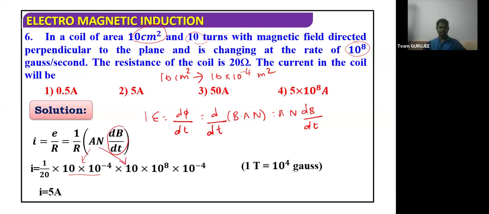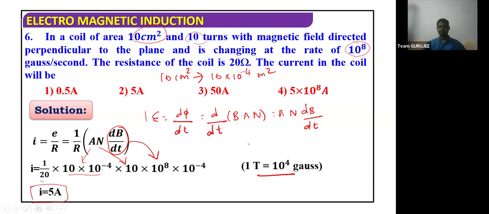dB by dt value is 10 power 8 gauss per second. Gauss is a CGS unit; the SI unit is Tesla. Do you know the Tesla? 1 Tesla is equal to 10 power 4 gauss. Therefore, convert gauss to Tesla as 10 power 8 into 10 power minus 4. This is the V value. V divided by R, which is 20. Cancel out all the values, and I becomes 5 ampere.